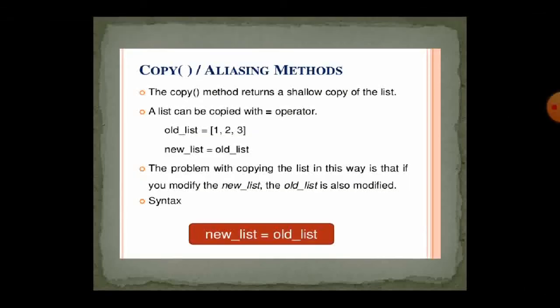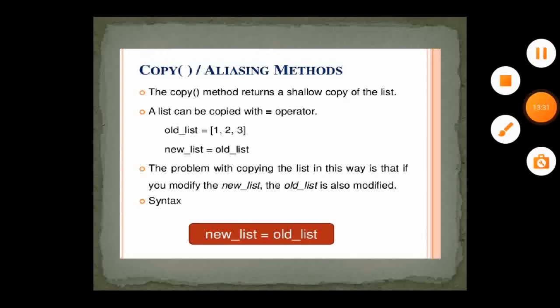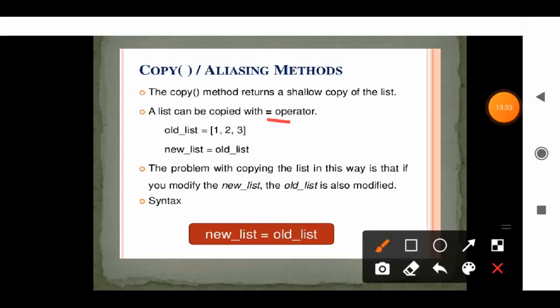Copy function, that means aliasing method. We can copy the element of value from one variable to another variable. So the copy method returns a shallow copy of the list. That means making a true copy of the list. List can be copied with the equal operator.